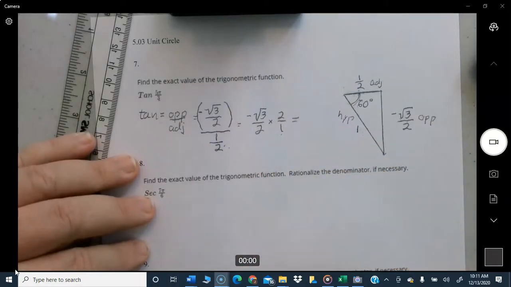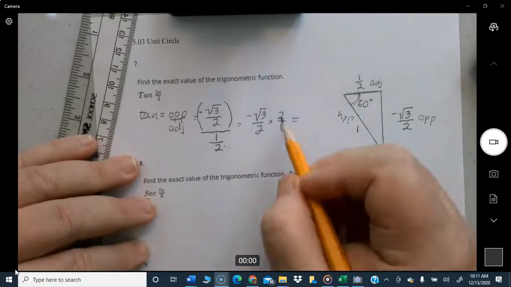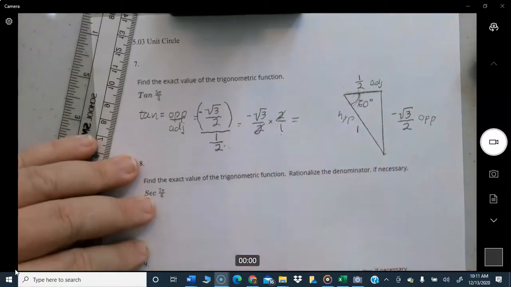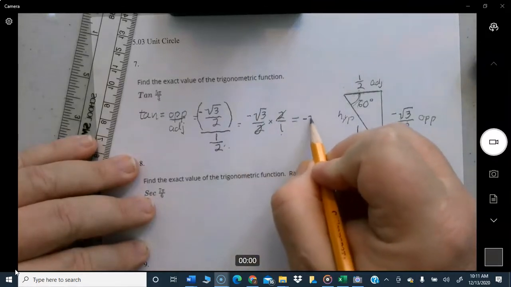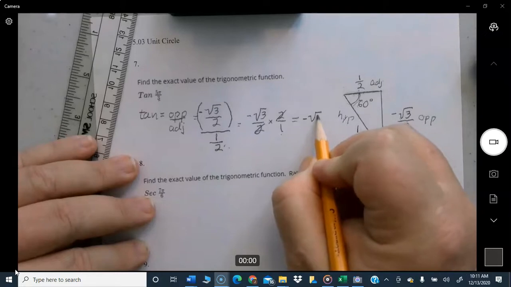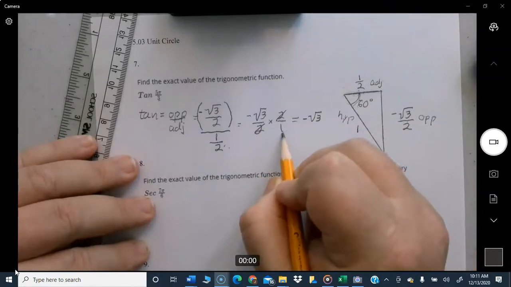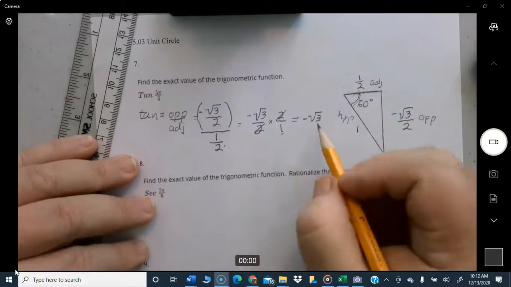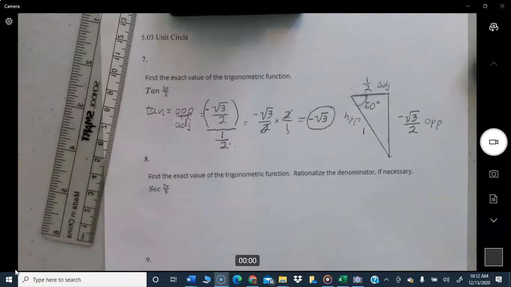But before you do that, you can cancel. You can cancel anything on the top with anything on the bottom, so that means 2 and 2 will cancel. And so that leaves us with root 3 over 2. Excuse me, root 3. The 2 went away. Over 1 is what I meant to say. And you don't have to write over 1. You could just leave it as that. So that is the answer to this one. Okay? All right, so think about that.